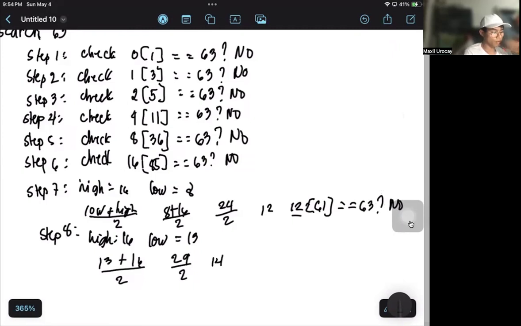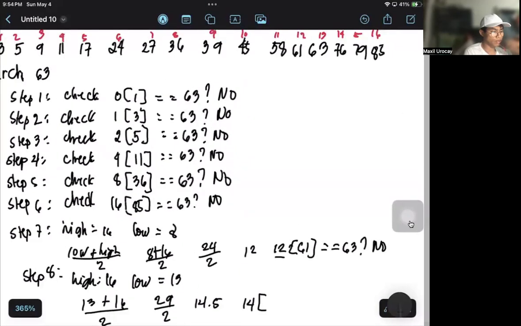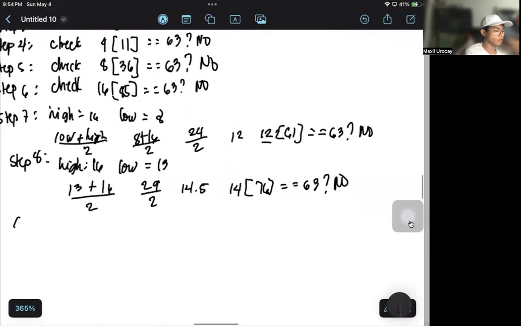Okay. 14.5. So what is at 14? Your index 14 right now is 76. 76, is it equal to 63? No. So therefore, step 9, since the value at your i right now is 76 and it is greater than the target, you have to do i minus 1 for high. So your low will remain as 13, but your high will be i minus 1. High is 14, so it will become 13.